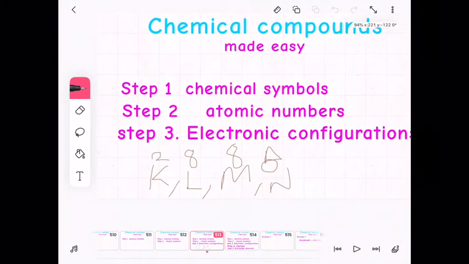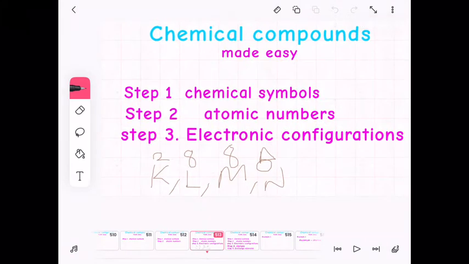Step 3, after we have found the atomic number, we will have to figure out the electronic configuration. That is, the first shell, the K shell, takes only 2 electrons, followed by the L shell, which can take a maximum of 8 electrons, then M, which takes a maximum of 8, and N also takes a maximum of 8.